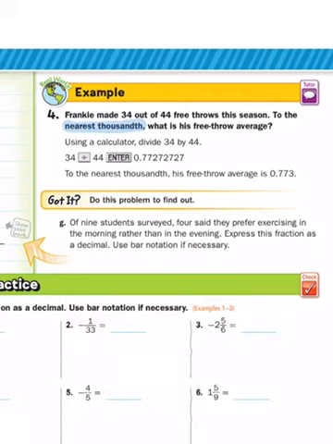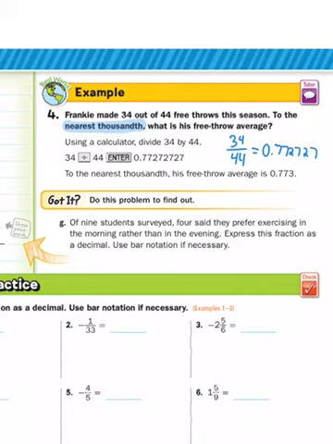So if Frankie made 34 out of 44 free throws, remember that's a fraction. So he made 34 out of 44 free throws. So that's 34 44ths. And I would do 34 divided by 44. And this is what I get on my screen. I get 0.7727, and the 27 starts repeating, etc.